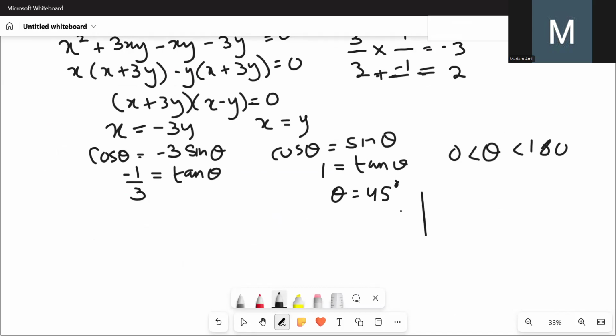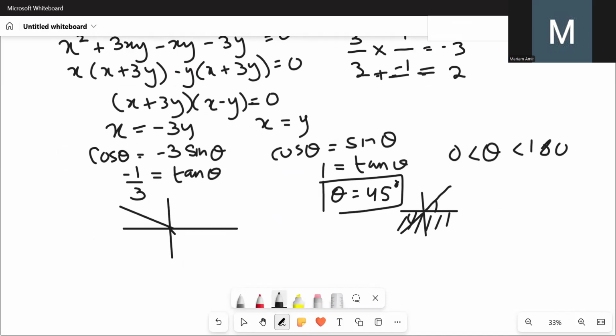There will also be a 45 in the third quadrant here, but our domain is from 0 to 180, so we do not include this. So this is one of the answers. Here, tan is negative, that is in the second quadrant and the fourth quadrant, but of course, we're not taking the fourth quadrant because of the domain. Find tan inverse of 1 over 3.